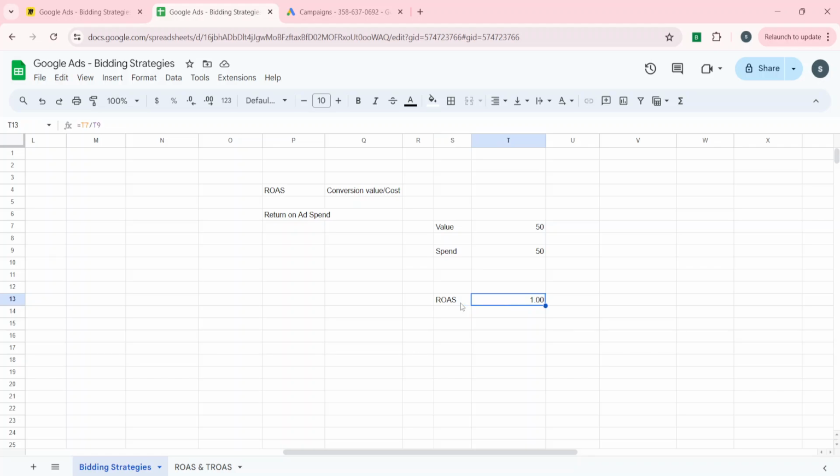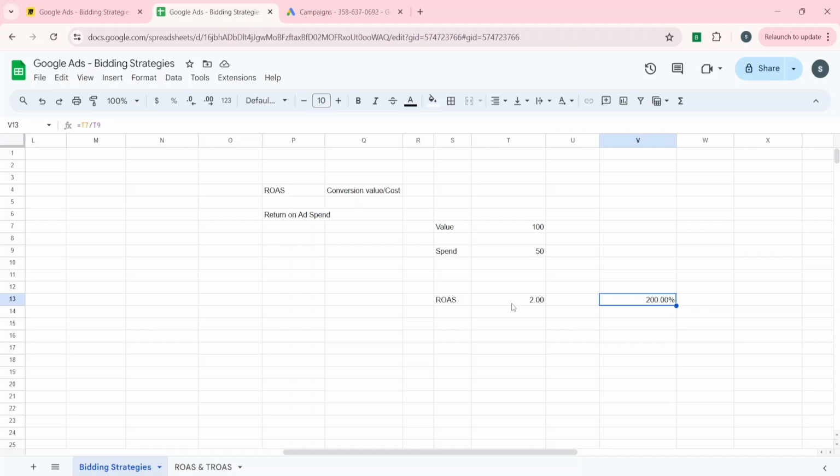Or you can also represent this in percentage form. Conversion value by cost, let's keep it in percentage. This is 100%. That means you have generated 100% of the spend. If your purchase value is 100 rupees, then it is a ROAS of 2. That means you have generated 2 times of the spend, or in percentage terms, 200% of the spend.